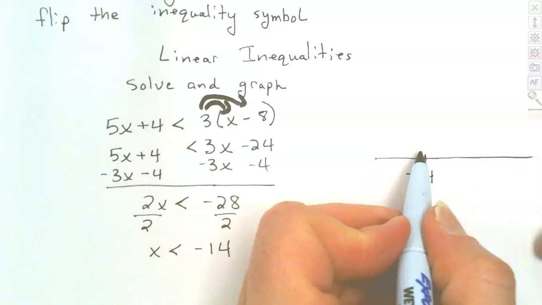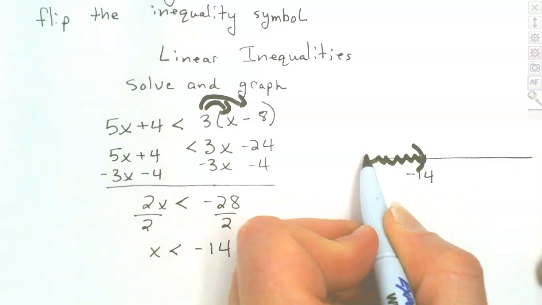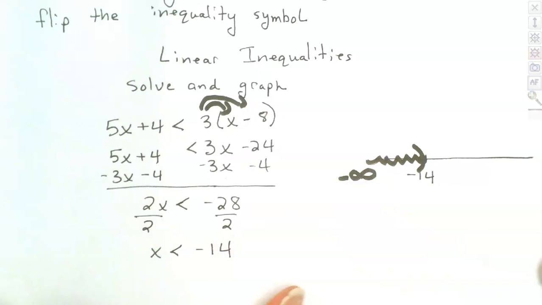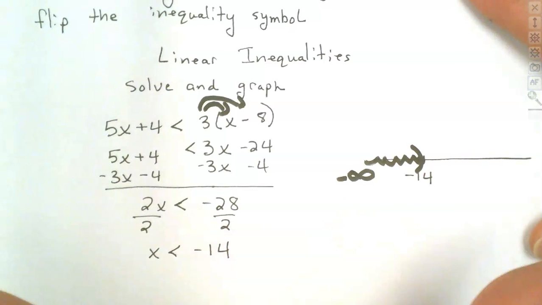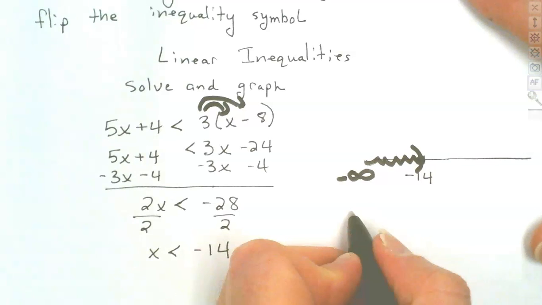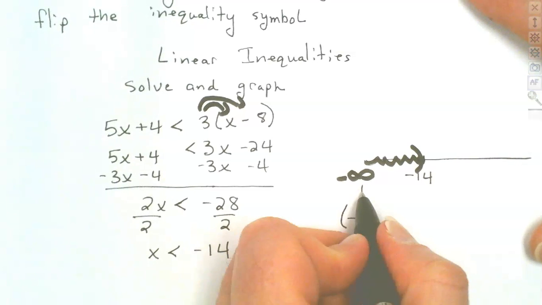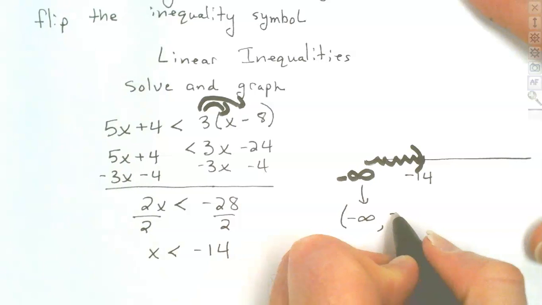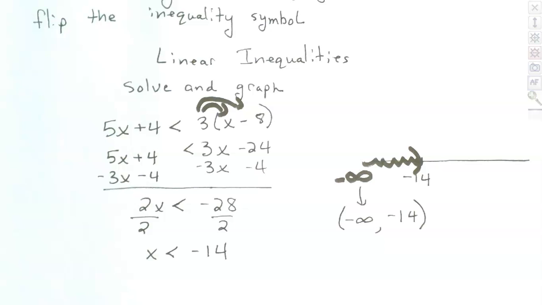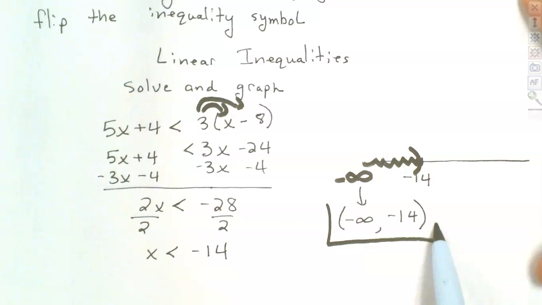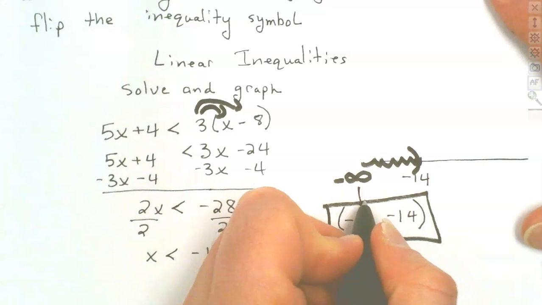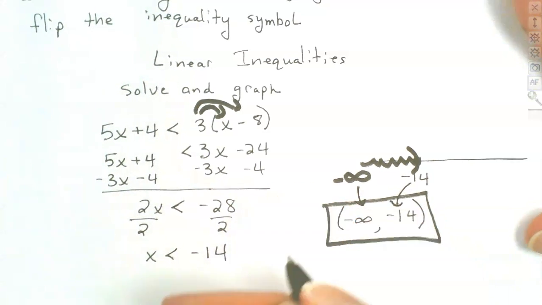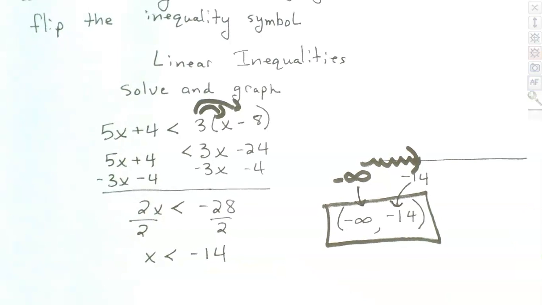So that means we're going to be shading back to the left here. And it goes out to negative infinity. In interval notation, in the same order as on the number line, do not mix them up, negative infinity is on the left. Negative 14 with parentheses is on the right. Is everyone okay with that? Pretty simple on those, not difficult at all to do.